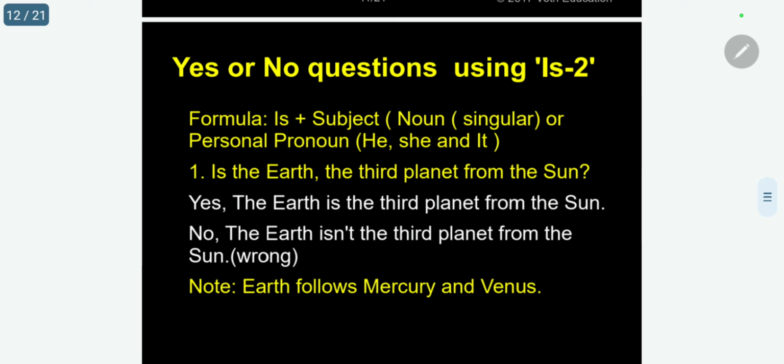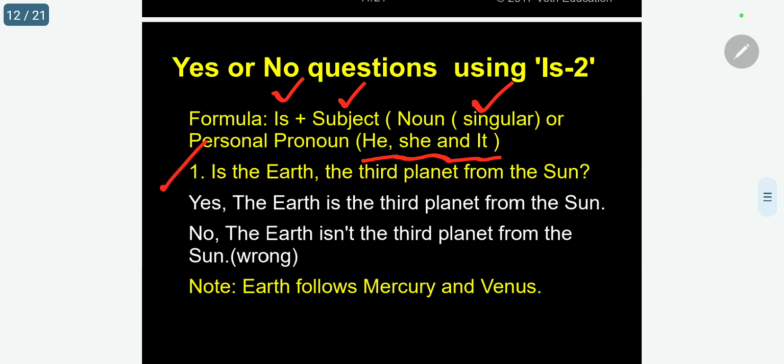The formula here is: always start with the auxiliary verb, plus we have to use a suitable subject. If it is a singular noun, or if it is a personal pronoun, he, she, it, we have to use it. Apply.